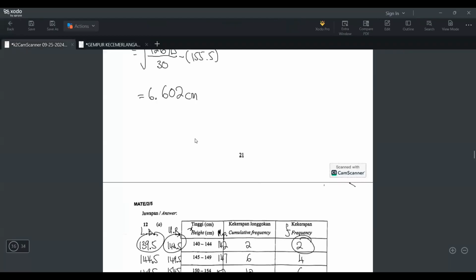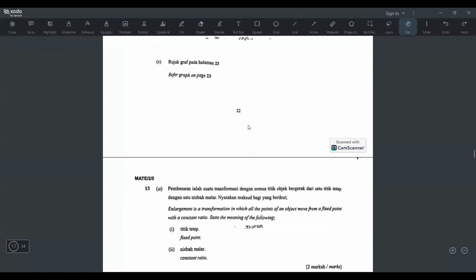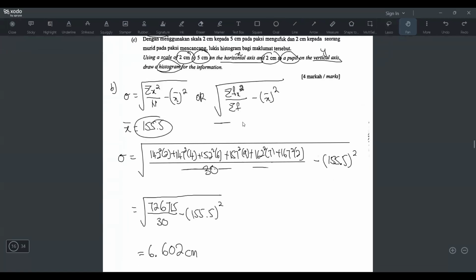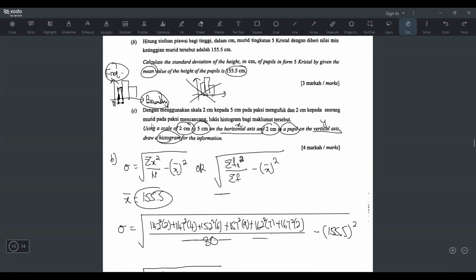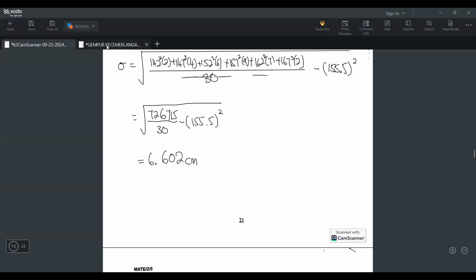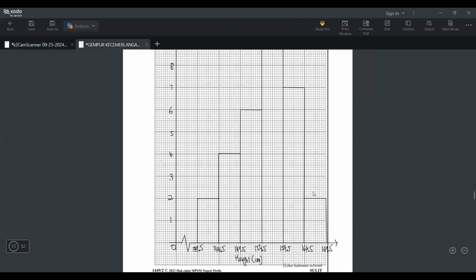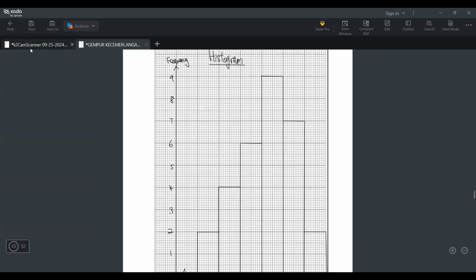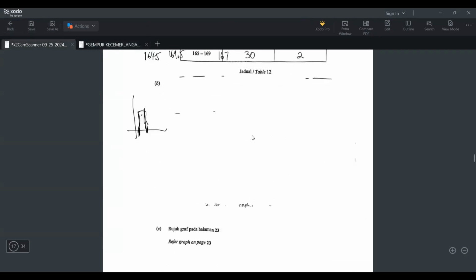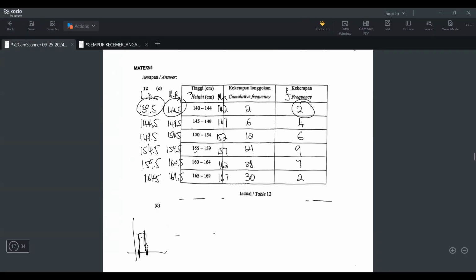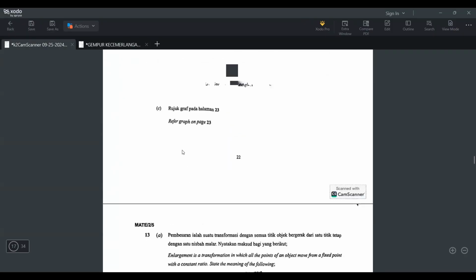All right, let's go back to the soalan. So let's read the question. Okay, where is it? Okay, soalan C here, right? Using a scale 2 cm to 5, 2 cm to 1, draw a histogram. So 4 marks. Yeah, done already. Yeah, I did everything correctly. Okay, so this is the final answer. Okay, I think I can continue with the next question, right? Okay, so C is the graph. B I already did up here. Okay, that's all.